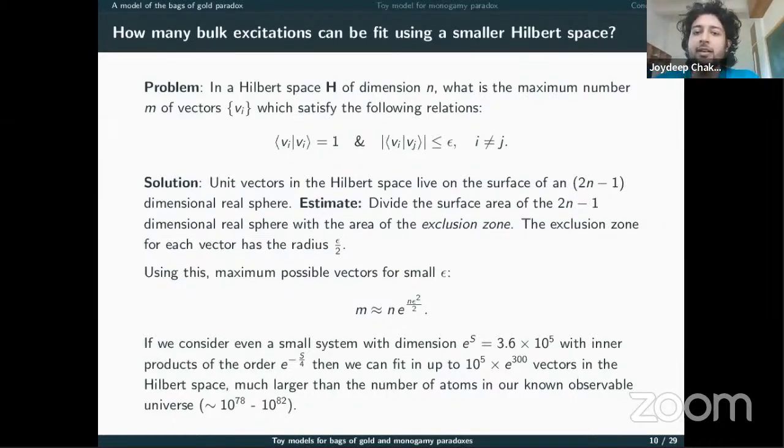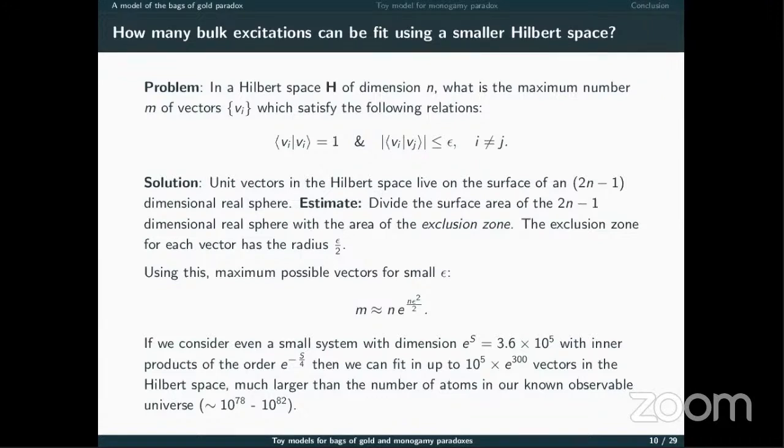So here what we are doing is we are counting the number of vectors which have small inner products that can be embedded into a smaller Hilbert space. There is an exclusion zone because we really want the inner product between two different vectors to not exceed epsilon. If we try to put a vector very close to another vector, then this inner product will be violated, right? So that defines an exclusion zone. So what we do is we take this whole real sphere and divide it by the exclusion zone to get an estimate.